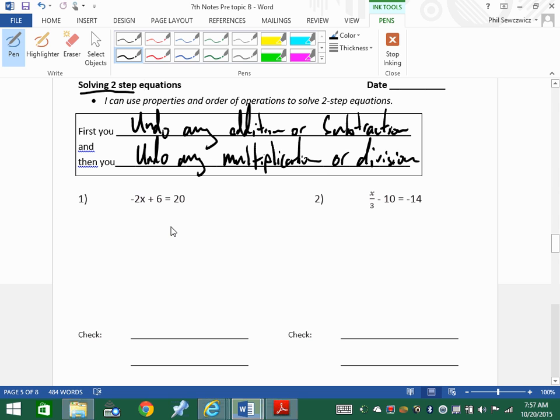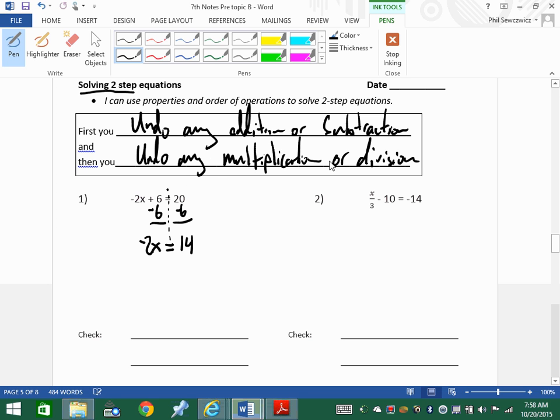Now, as always, we start on the side with the variable, so we start on the left-hand side. Remember, the equal sign is kind of like your boundary line. So we're going to undo any addition or subtraction. We're undoing the adding of a 6, so we subtract 6 from both sides. What is left on the left-hand side? Well, 6 minus 6 is 0, so it's gone. All we have is a negative 2x. We bring down our equal sign, and notice we're writing on a straight line across here. And then 20 minus 6 is 14.